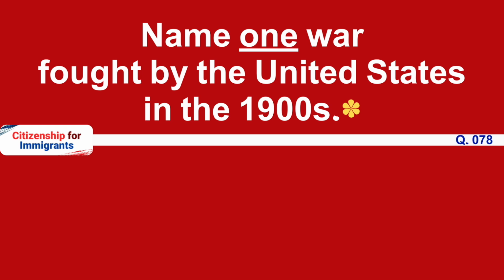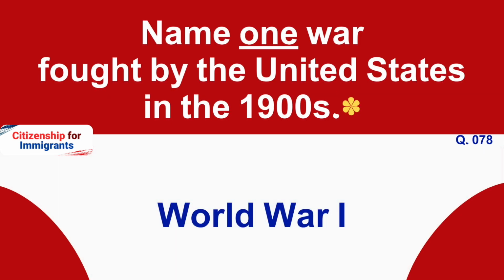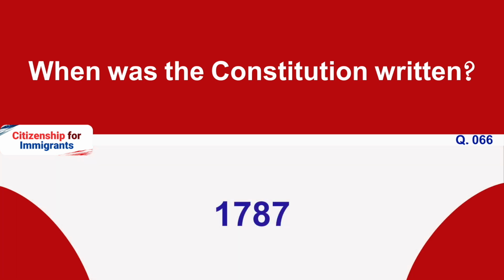Name one war fought by the United States in the 1900s. World War I. When was the Constitution written? 1787.